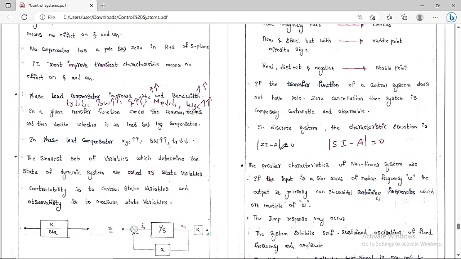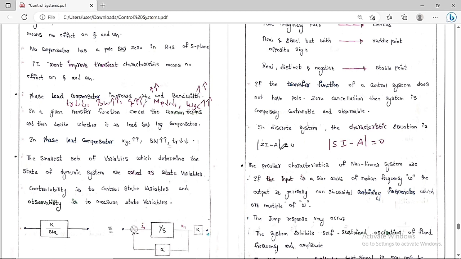Whereas in the case of discrete time system, the characteristic equation is the determinant of zI minus A equal to 0. Whereas in the case of continuous time system, the characteristic equation is the determinant of sI minus A equal to 0.